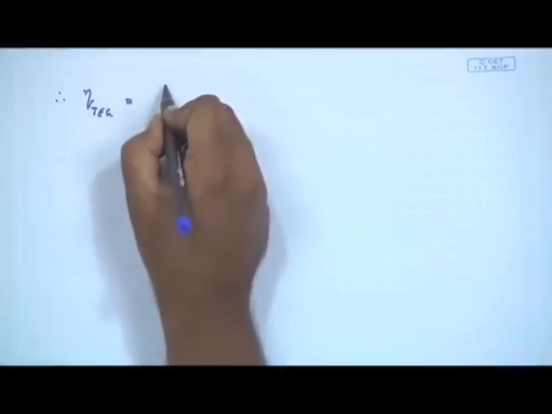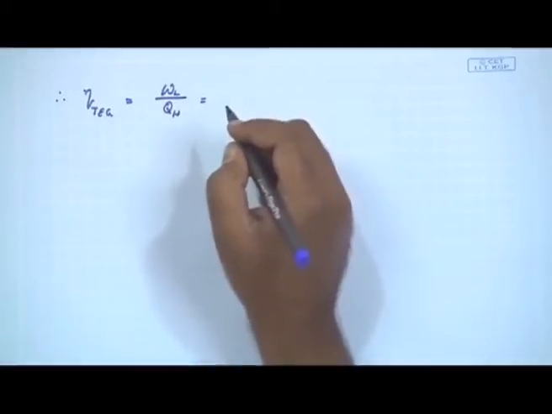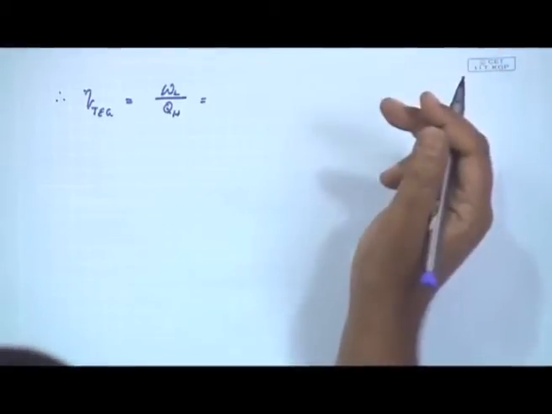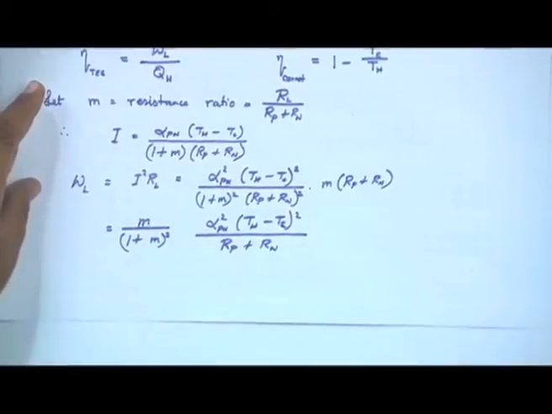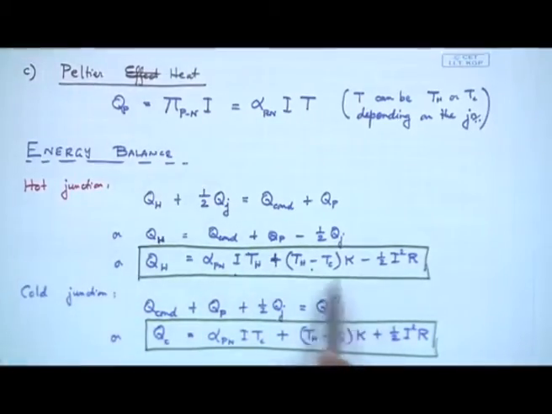Therefore, the efficiency of the thermoelectric generator is going to be WL over QH, which is going to be what we just found, the expression for WL, divided by QH, for which we had derived an expression before. So, this is my expression for WL, and this was my expression for QH, except that over here I am going to use some of these M definitions. So, I will put R as Rp plus Rn and so on.